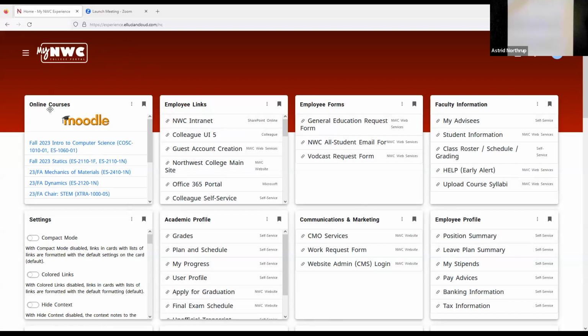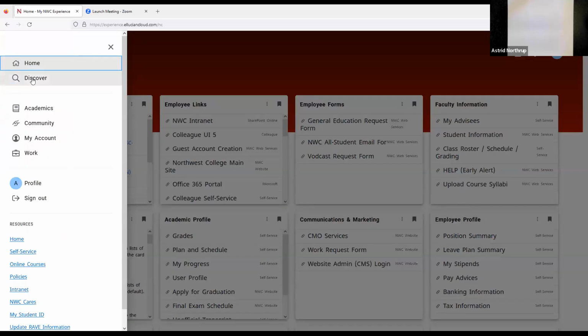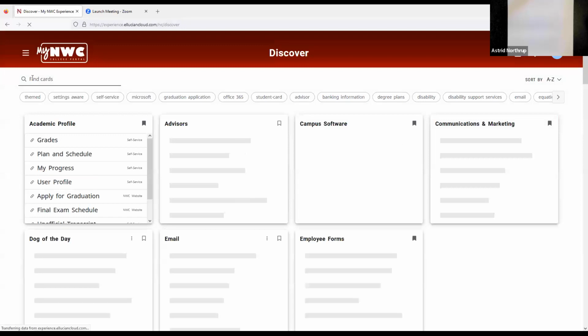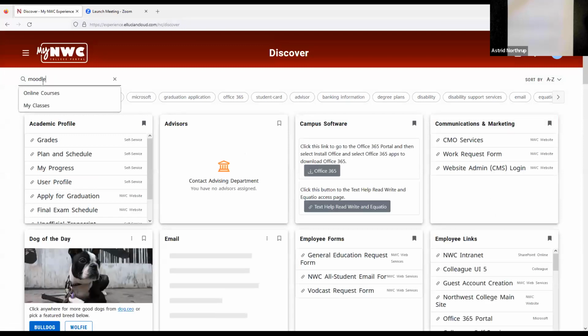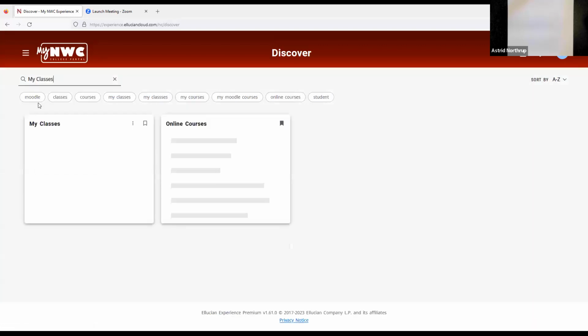So we want to find online courses. Your landing page may look a little different than mine just because I'm a faculty member, so it looks a little different than a student page. But basically, you want to find the card that will take you to your online courses. And if it's not visible, you can go to the main menu and discover that card. If you type Moodle, for example, it will make some guesses for you as to what that looks like.